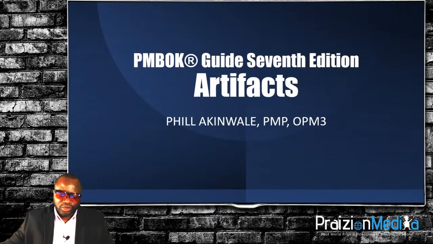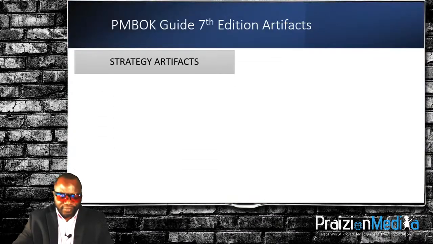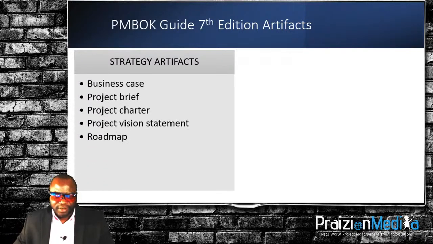I'm going to give you a very short description of what these artifacts are, and you could take a look at other websites I refer you to get further clarity. All right, are you ready? Well, let's get started. The very first artifacts that we find in the 7th edition are known as strategy artifacts. These are on page 184 forward. So on page 184, we have the business case, the project brief, project charter, project vision statement, and roadmap. So let's examine these one by one.